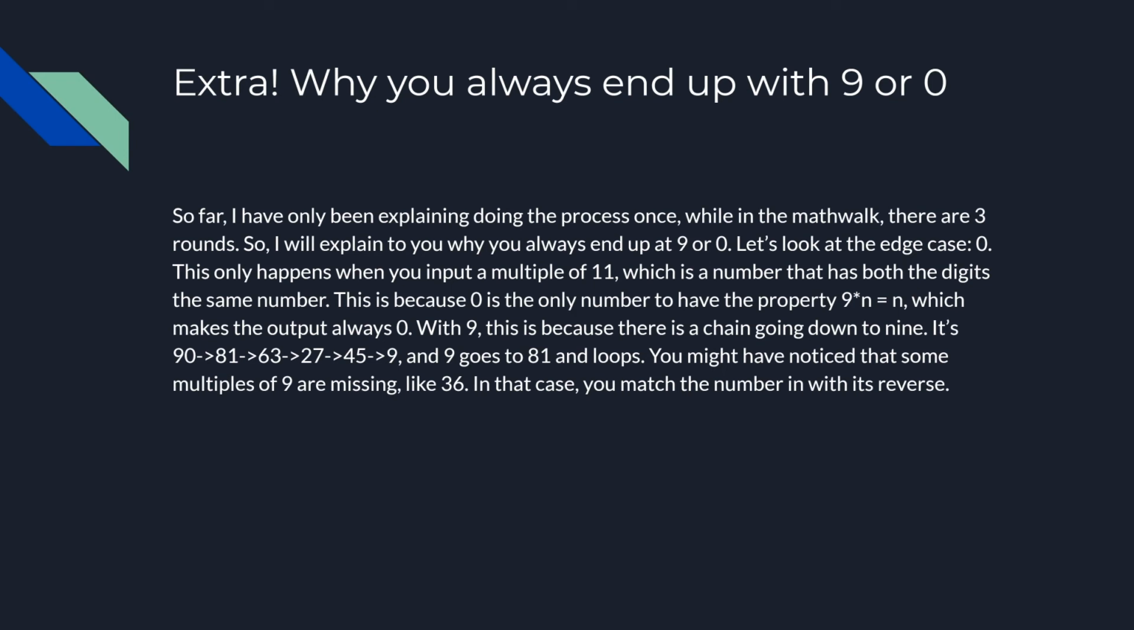You might have noticed that some multiples of 9 are missing, like 36. In that case, you match the number in with its reverse. So if you put in 36, you can see that's already a multiple of 9. So you can just input 36 into there, and you follow the chain: 27, 45, down to 9.